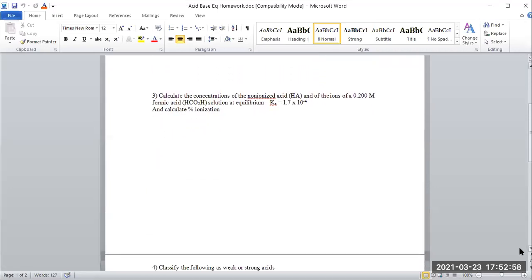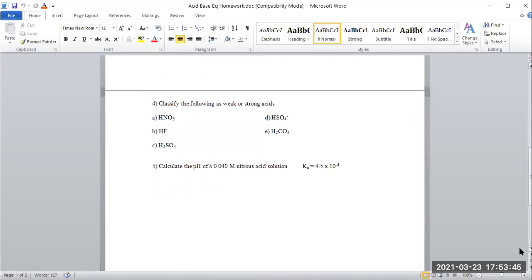For number 3, this one uses the standard ideas of equilibrium such that you know what your Ka value is, you can solve and figure out what your concentrations are of the unionized ones as well as the ions, meaning the H plus and the A minus, and calculate percent ionization. So there's basically 4 answers to that. You have unionized or non-ionized, and you have both the H plus and the formate ion, and then you have the percent ionization.